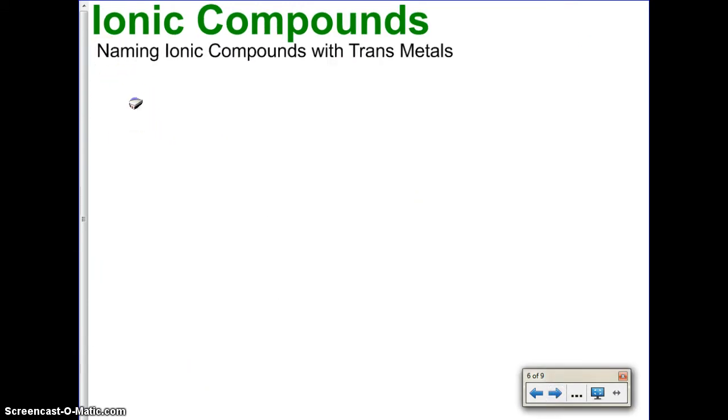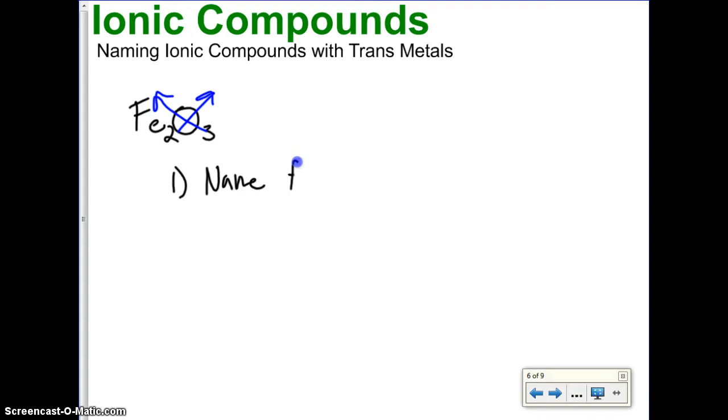Let's say we are looking at FeO. Okay, well actually let's save that one. Let's say we're looking at Fe2O3. Well, if we remember correctly, these numbers came from the charges, which means they came from up here at some point in time, and we'll deal with that in just a minute. When we're naming these, we're again going to name the metal, but we're going to identify the charge.